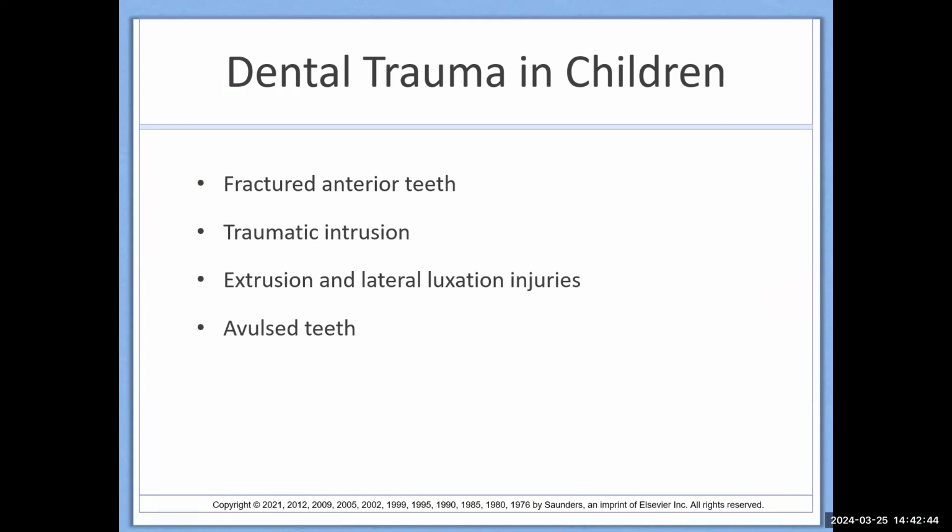Dental trauma in children. Oftentimes we have kids that are going out playing sports. They come back with fractured anterior teeth. They'll present with traumatic intrusion, meaning the tooth got pushed into the mouth. Extrusion, maybe it fell out or it got loosened, or maybe even avulsed teeth, where it completely came out.